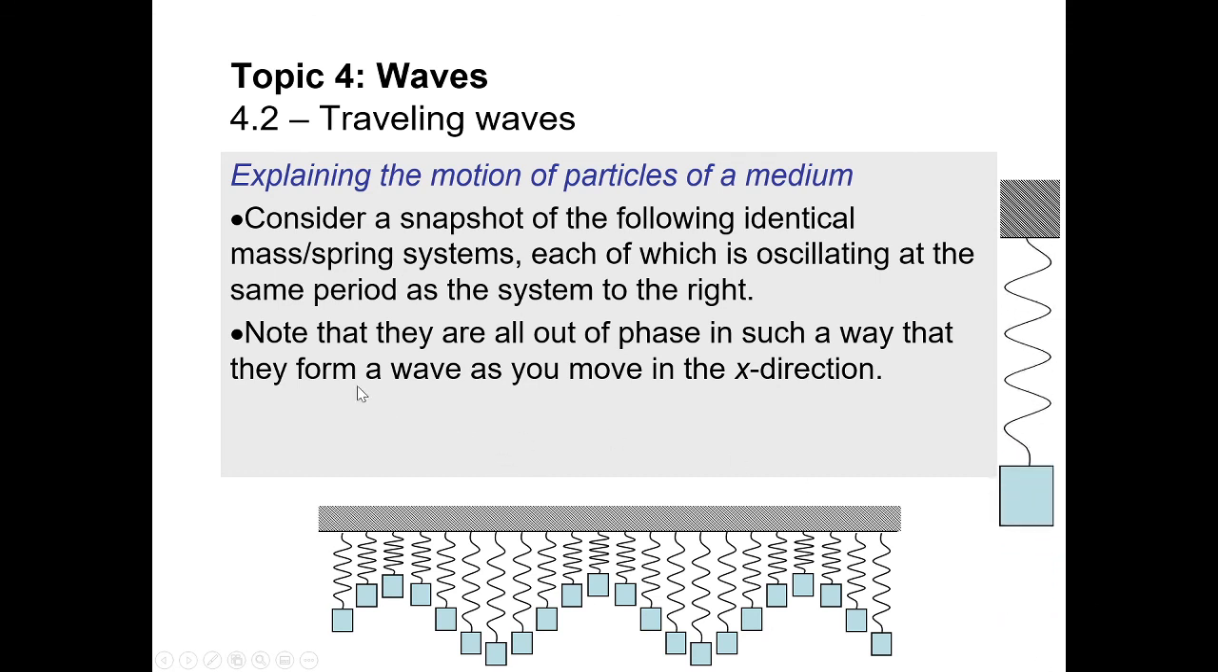Now, each one of those is out of phase, but there are some of them that are in phase with each other. In order for two objects to be in phase, they have to be at the same point in their wave pattern. I'm going to switch to the page here for a moment and show you what I mean by that.